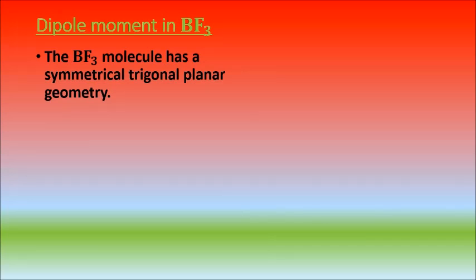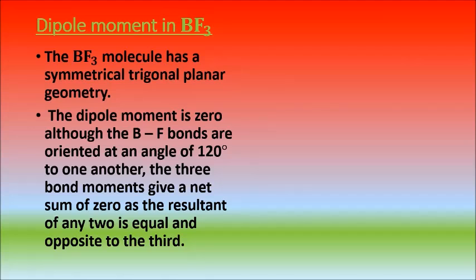Now let's see the dipole moment in boron trifluoride. It has a symmetrical trigonal planar geometry. And here also the dipole moment is 0 even though the BF bonds, that is boron and fluorine bonds, are oriented at an angle of 120 degree to one another. The three bond moments give a net sum of 0 as the resultant of any two is equal and opposite to the third.